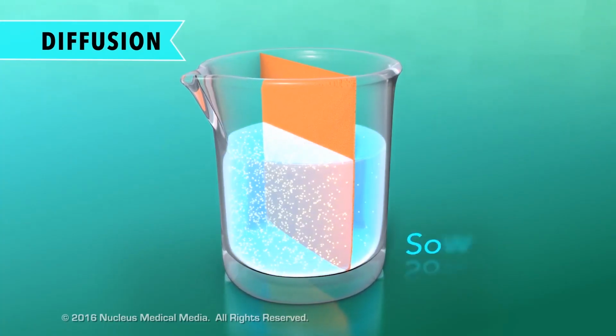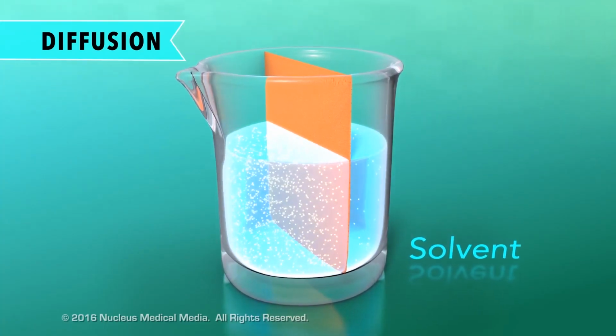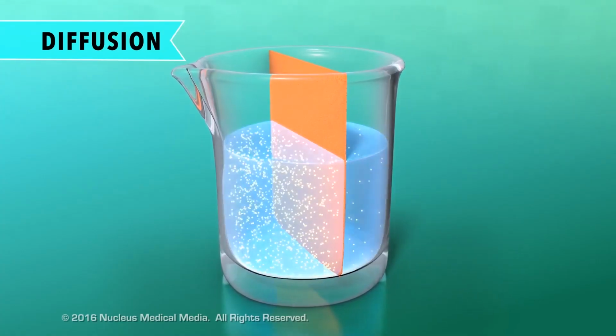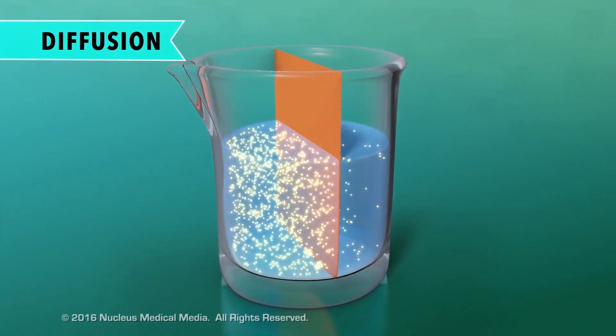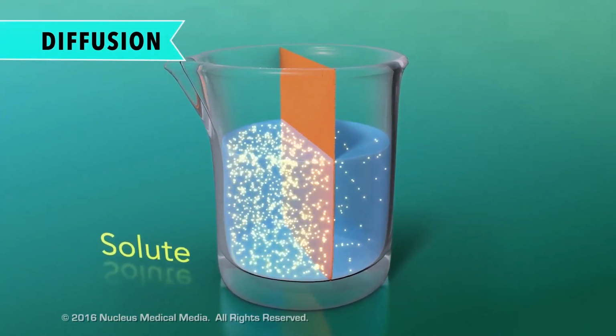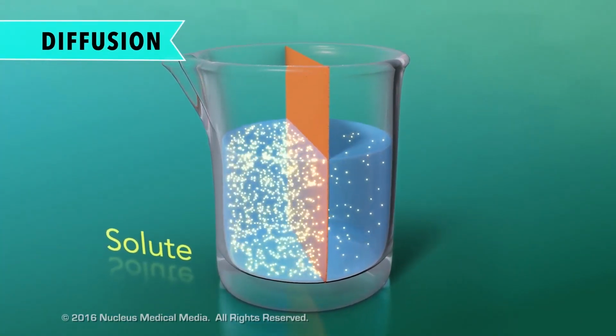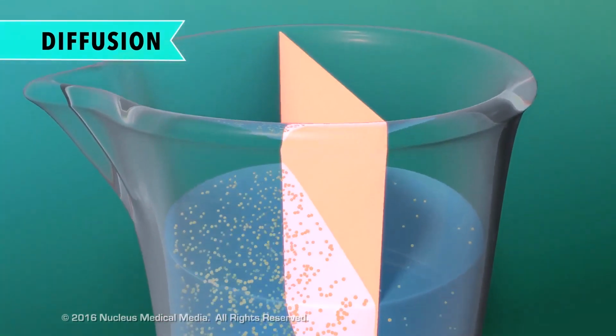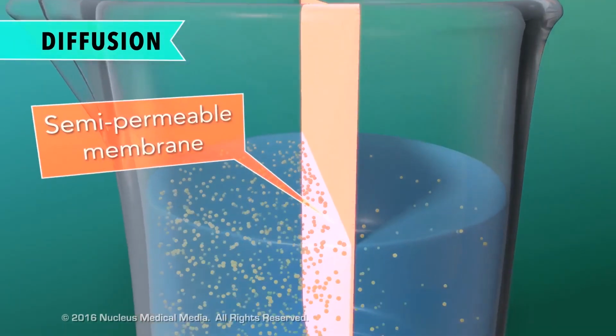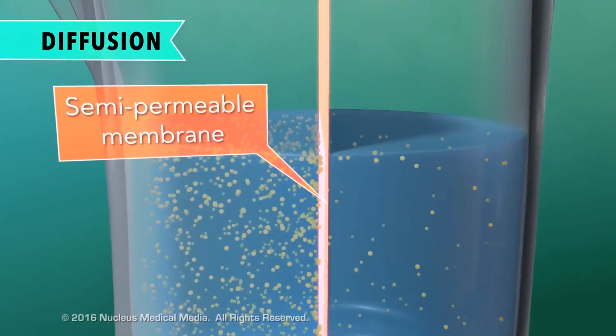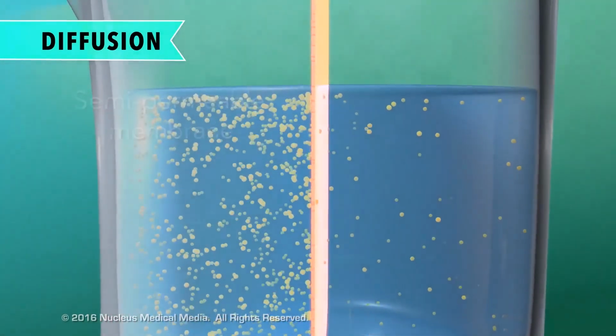The aqua color represents the solvent, meaning the liquid part of the solution. The yellow particles represent the dissolved substance, called the solute. The structure in the middle of the container represents a semi-permeable cell membrane, a barrier through which only certain sized particles can pass freely.